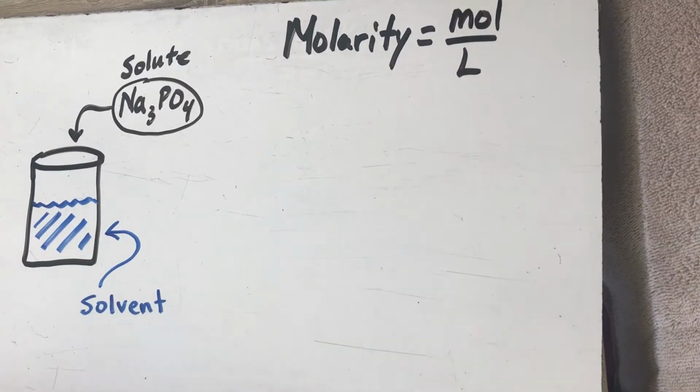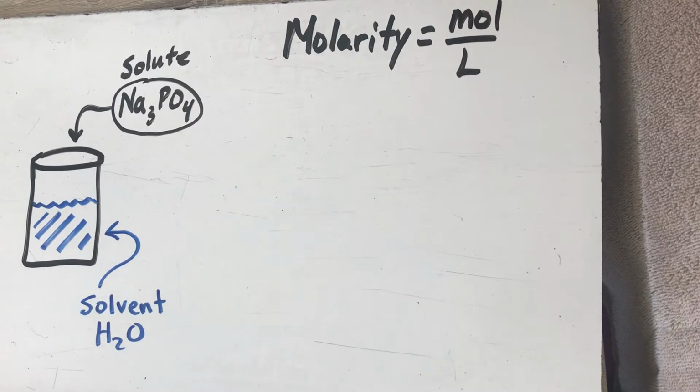The solvent is typically water, but it could be alcohol or some other sort of thing that will do the breaking down. So in most cases in chemistry, especially at this level, water is going to be our major solvent. So the solvent does the breaking apart. The solute is the stuff that gets broken apart.